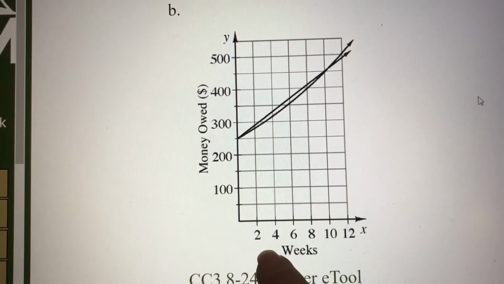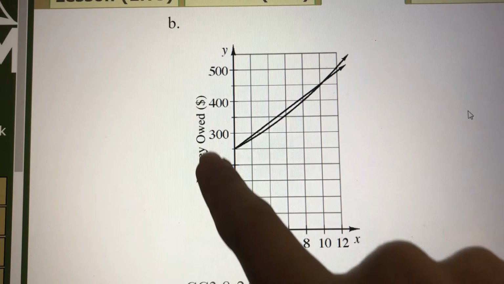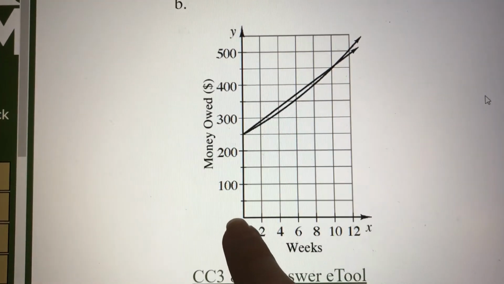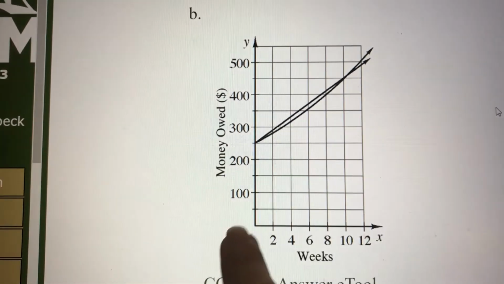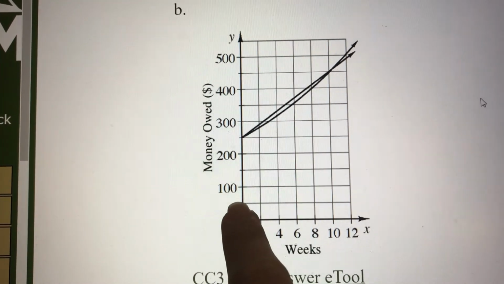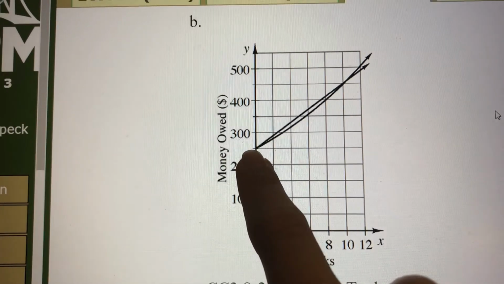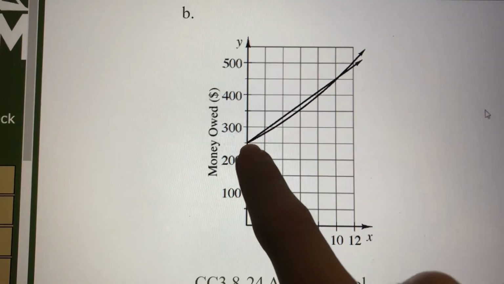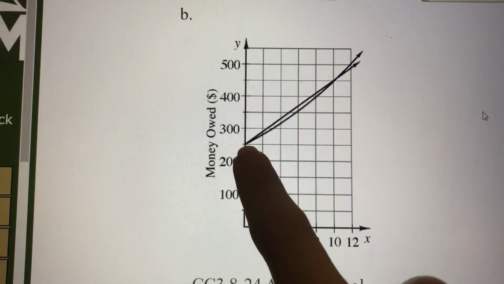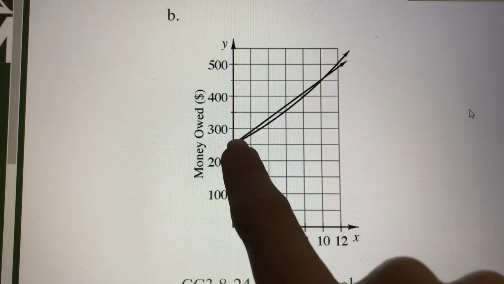So weeks are on the bottom on the x-axis, goes by 2s, and then the money owed, the balance, goes on the y, and it looks like they're going by 50. So 50, 100, 150, 200, and so forth. So they both start at 250. That's their first point, and then as you graph each point, like the first one for Moneybags is 1 over 1 up to 70, would be like right there.